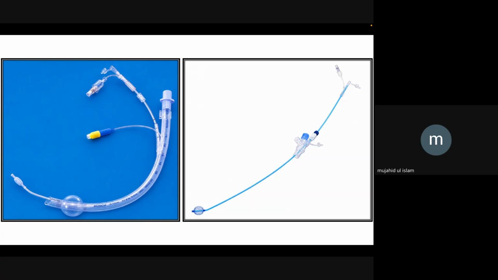The Uniblocker uses the same blocker design but is passed through a standard single lumen endotracheal tube. It features a fixed hockey stick curved tip that can be rotated into the desired main stem bronchus, while a bronchoscopy port permits fiber optic guided positioning and continuous ventilation.